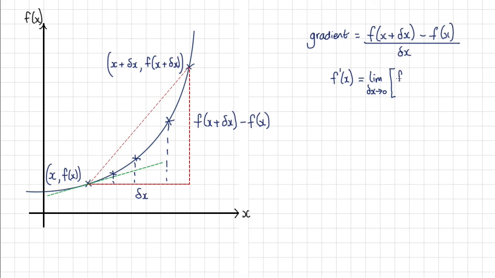And that is f of x plus delta x minus f of x, all over delta x. So this is the rule that we apply for differentiation from first principles. And you'll find if you watch the playlist, I've thrown in a couple of examples for you to follow along with.